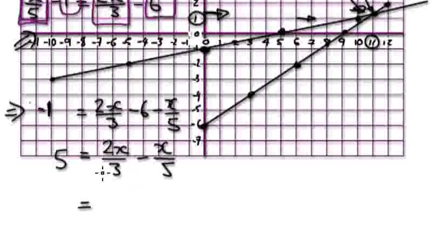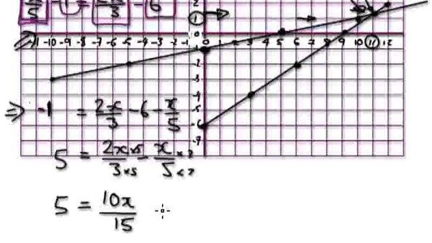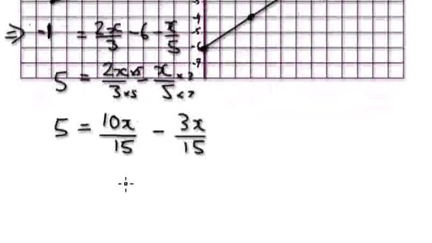Actually, I'm going to merge these two fractions together. So I'm going to times top and bottom here by 5, and over here I'm going to times top and bottom by 3, just to get the two denominators to be the same. So here, 2x times 5 will be 10x over 15, and here we've got x times 3, so that will be 3x over 15. Now the two denominators are the same.